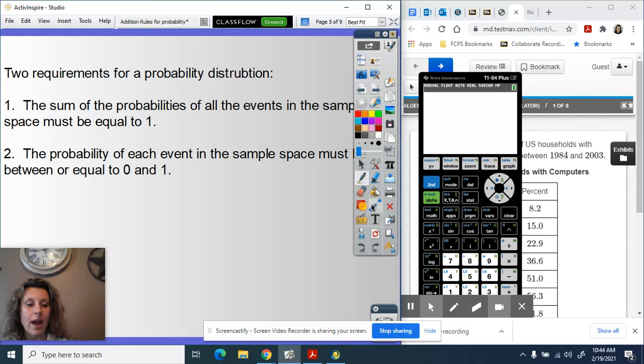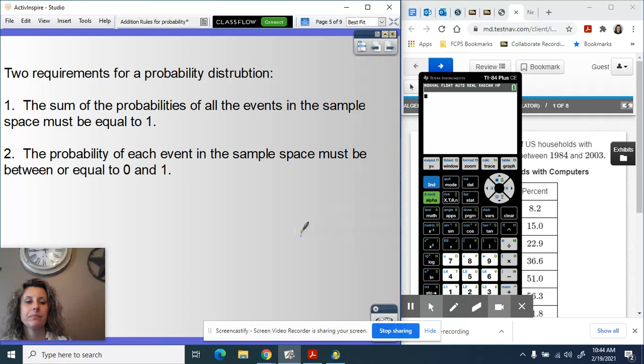Okay, there are two requirements for any probability distribution that you make. The first one, the sum of the probabilities always has to add to 1. And then the second rule is that each individual probability has to be valid. So that means that they have to be between 0 and 1. We can't have negative probabilities or probabilities that are greater than 1. Those are technically not probabilities, they're impossible. So we do have to have a valid probability for each outcome in the sample space.